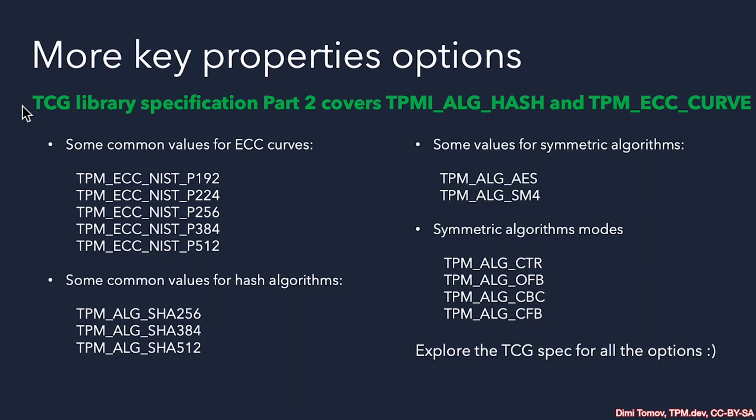So let's continue. The full list of options can be found in the TCG library specification part 2 structures. And I want to highlight TPMI_ALG_HASH and TPM_ECC_CURVE, as I expect that this will be highly used during TC1102. And here are some examples. So if we want to use a different curve, for example, P512, we can just do that. But remember, we have to also check the capabilities of our TPM. And we covered this in TC1101. We covered how to get the capabilities of our TPM to check what algorithms are actually supported. So I really encourage you to take that course.